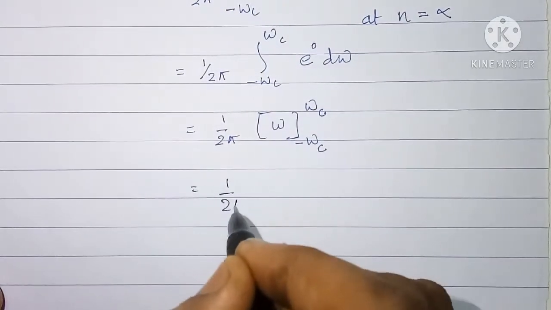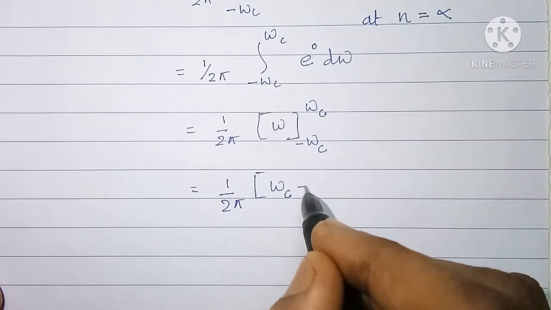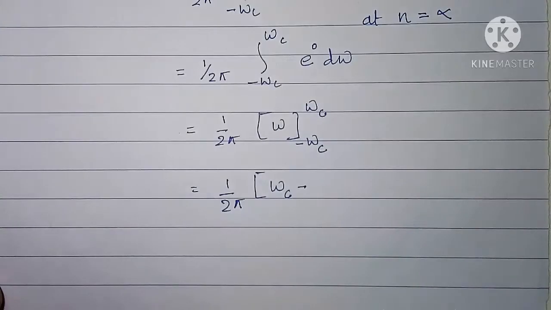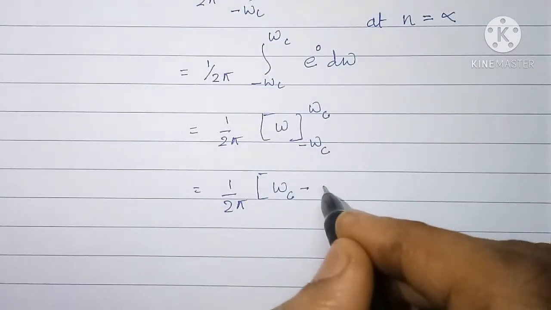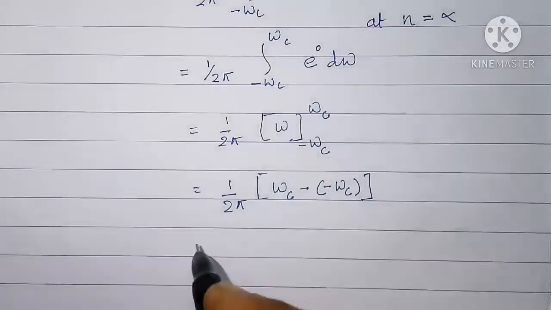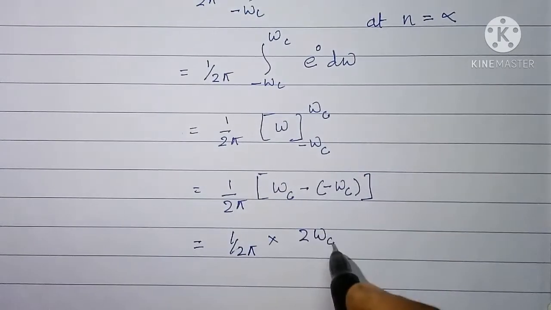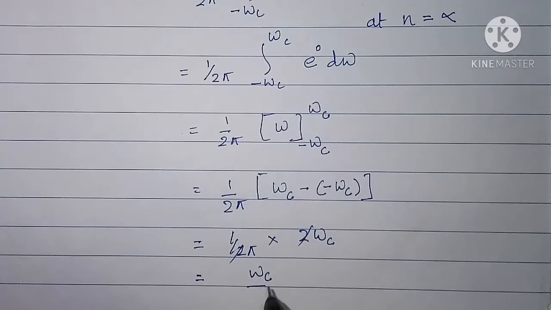that is equal to 1 by 2 pi, omega c minus of minus omega c. So this we get as 1 by 2 pi into 2 omega c. 2 and 2 will cancel. So HD of 3 will become omega c by pi.